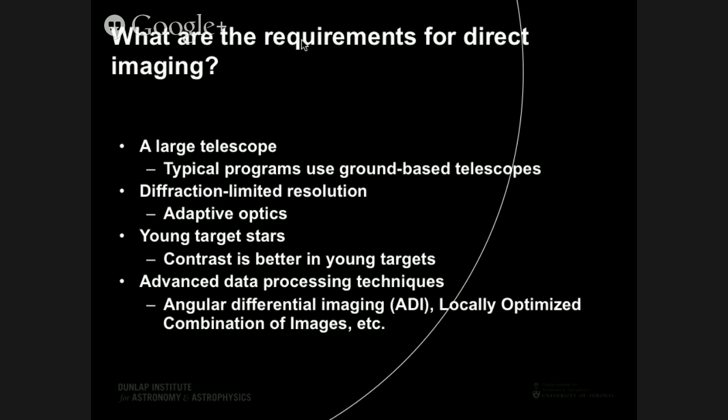And then finally, you need advanced data processing techniques. This has been a really active area of research, people trying to figure out better and better ways to pull the signal from the planet out from the data. They've come up with all these interesting processing techniques that have acronyms associated with them, like angular differential imaging. You'll hear these things thrown around a lot in direct imaging. One of the major issues is that all of these processing techniques introduce biases in both your astrometry and your photometry. So we're now trying to figure out how we can correct for these biases to get really precise astrometry and photometry.